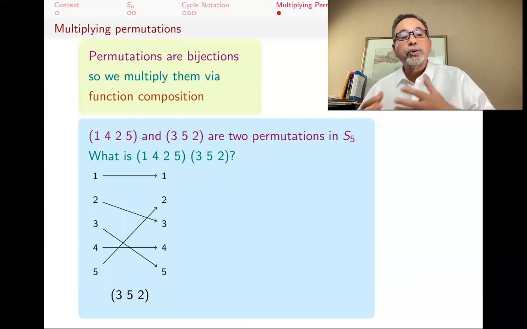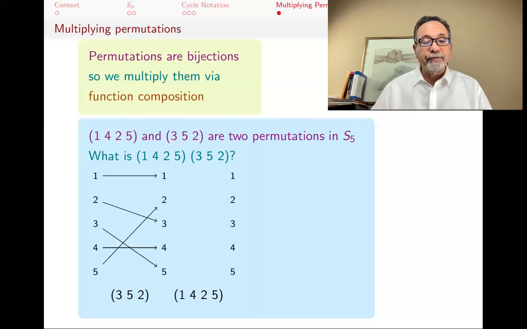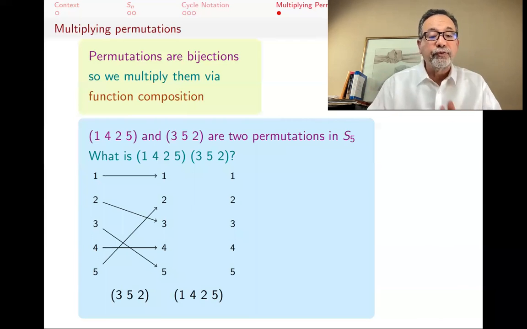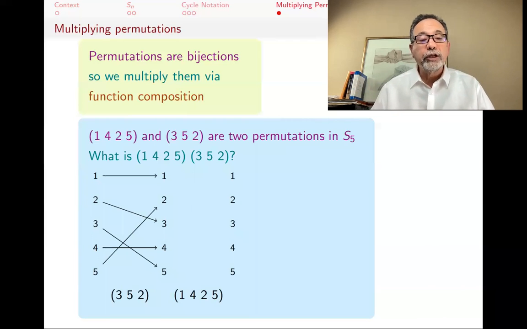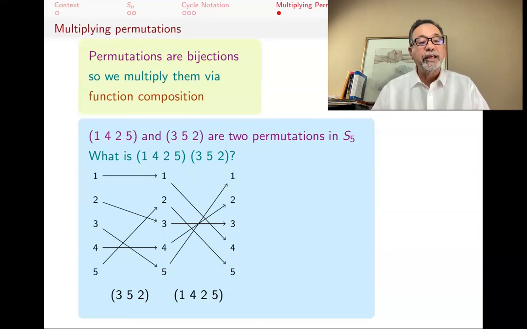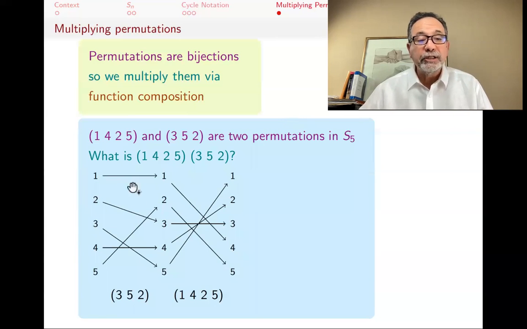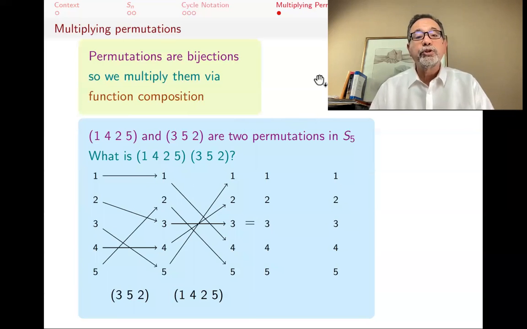Now we need to compose that with 1, 4, 2, 5. And that's another function from 1 through 5 to 1 through 5. What does that do? 1 goes to 4, 4 goes to 2, 2 goes to 5, and 5 goes back to 1, and 3 is a fixed point. These are the two functions, and composing them just means do one, then do the other. And what do you get? You get another one-to-one onto function from 1 through 5 to 1 through 5.